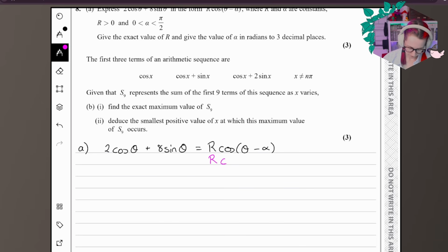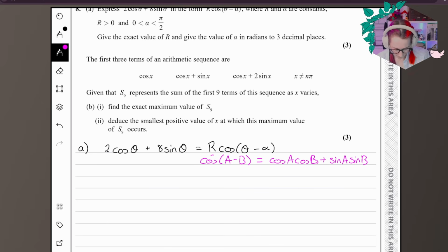Right. So cos of a minus b. I'm just going to write it out in its general form. Cos of a minus b is the same as cos a cos b plus sine a sine b. Okay, so this is something that was given, so I don't have to worry too much about checking it.